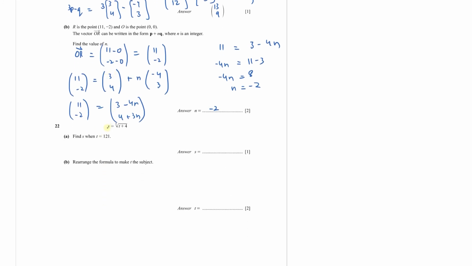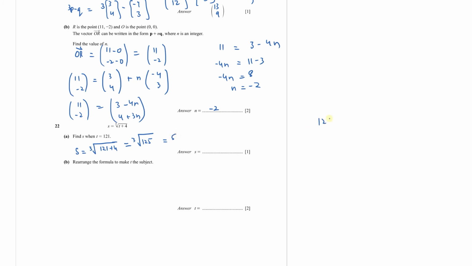Question number 22: S is given as this. Find S when t equals 121. So S equals cube root of t plus 4, with t as 121, so this is cube root of 125. And we know that the cube root of 125 is 5.